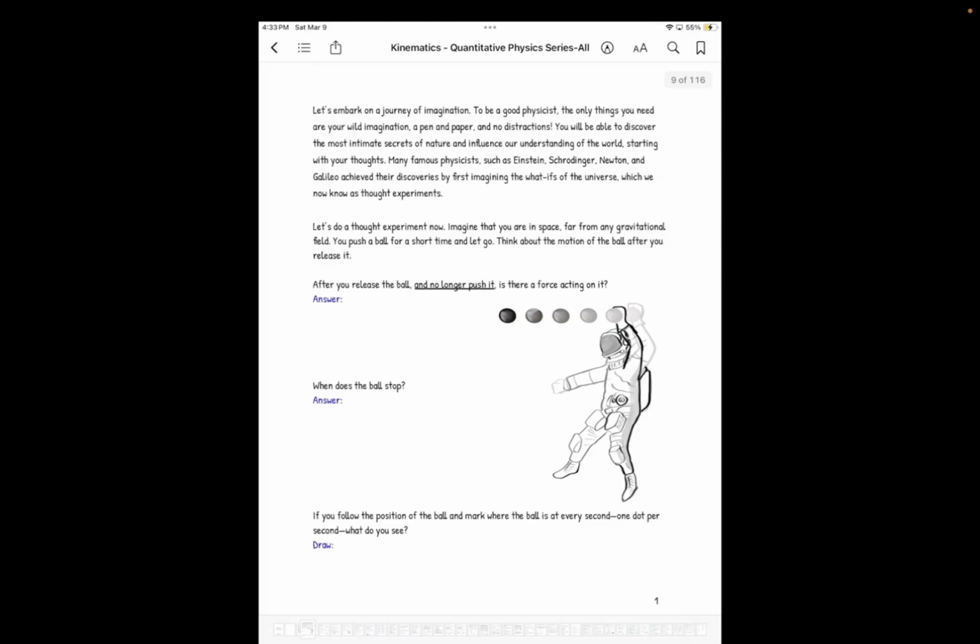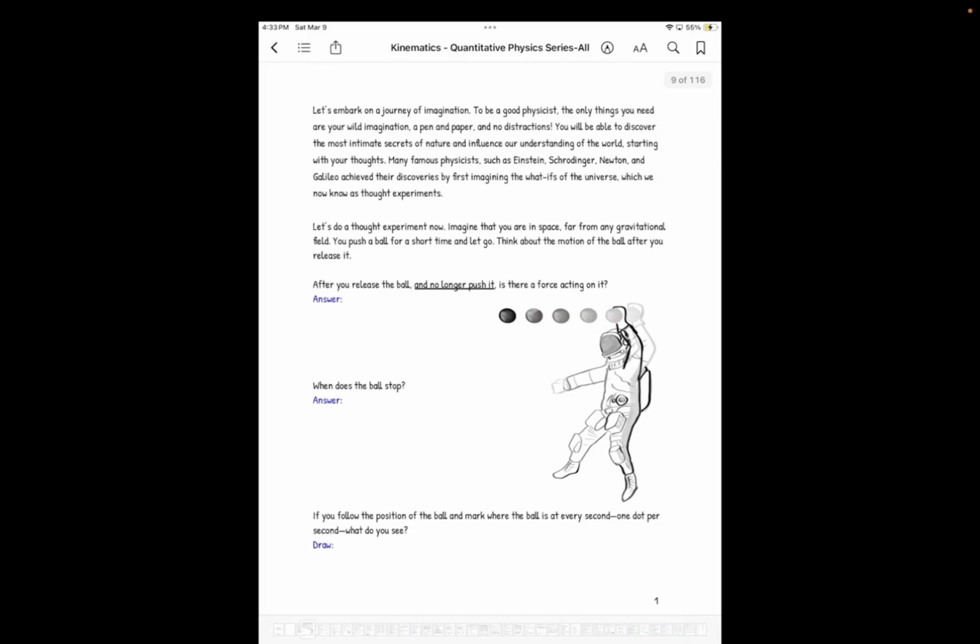What do you think? I think there will be no force since it says you're far away from any gravitational field. Okay, so now imagine the motion of the ball. How does it move? Can you describe the motion of the ball in your own words? Well, the ball is probably going to move in the direction in which you throw it. That's very good. Would it go in a straight line or would it go in a curved line, you think? A straight line? Very good.